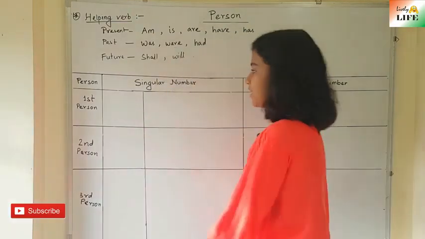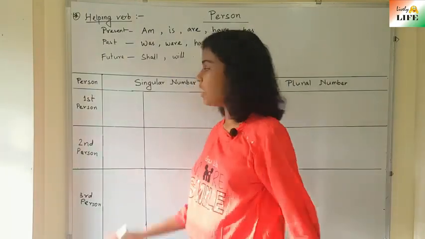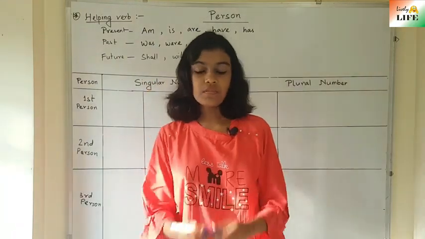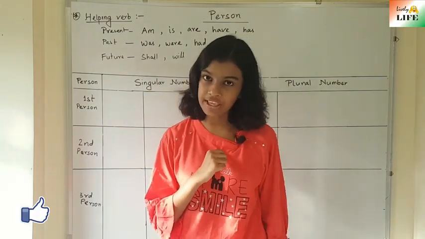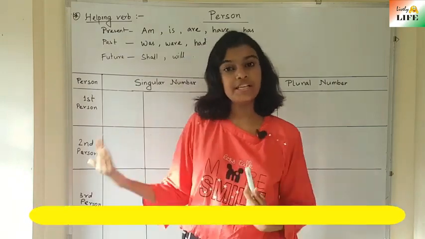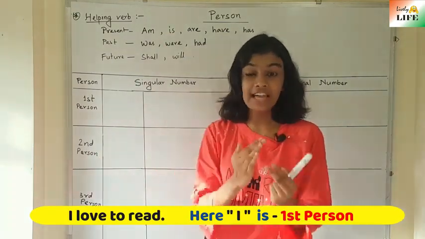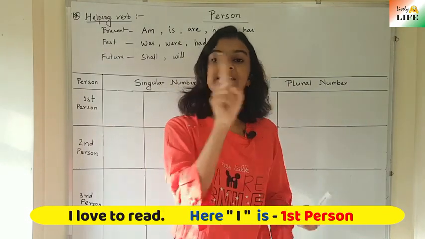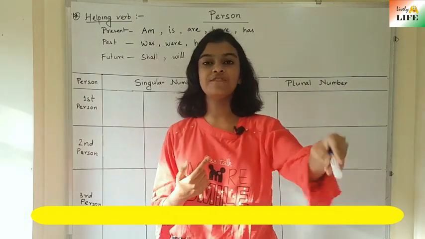So person, there are three persons. Now what are these persons? The first person, when I am talking about myself. Suppose I'm telling I love to read. Here I am talking about myself, so I love to read. Here I is the first person. When I'm talking about myself, we are going to use first person.